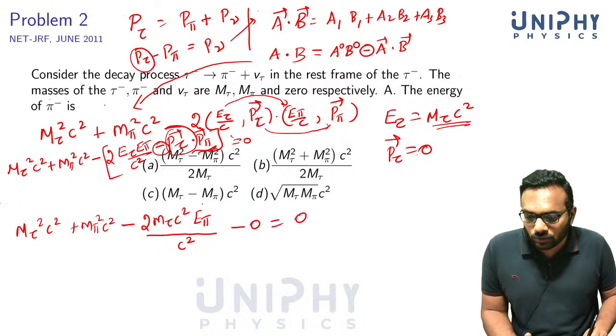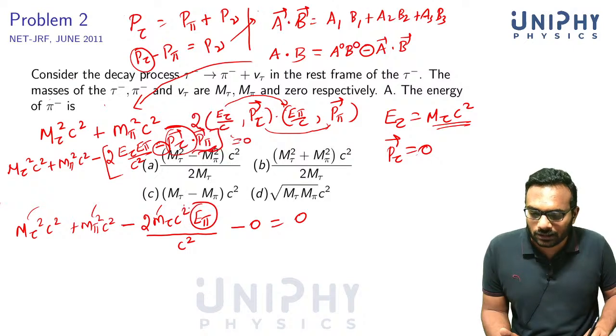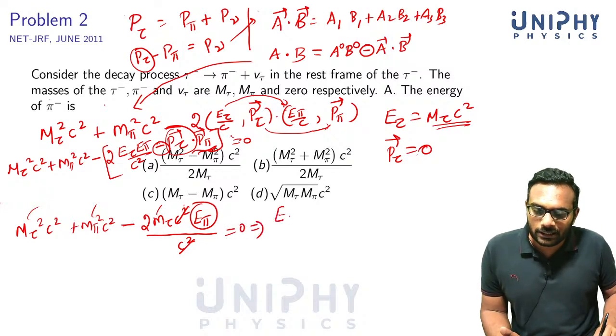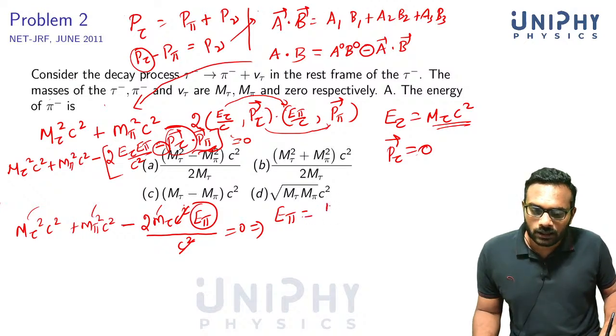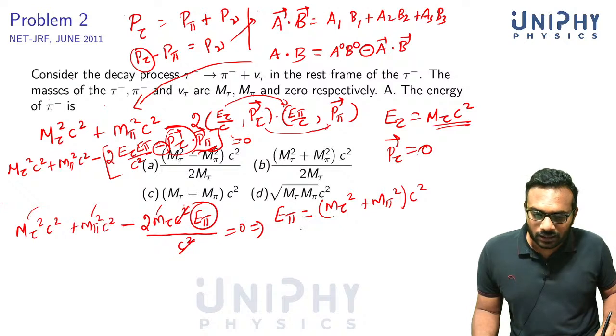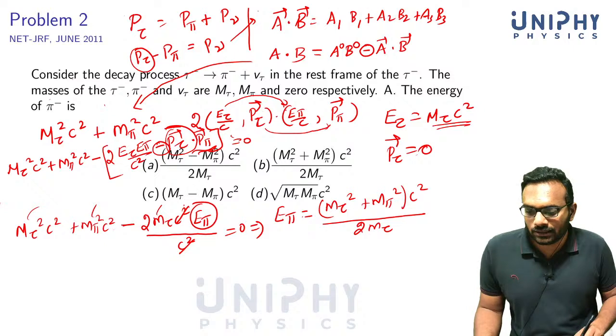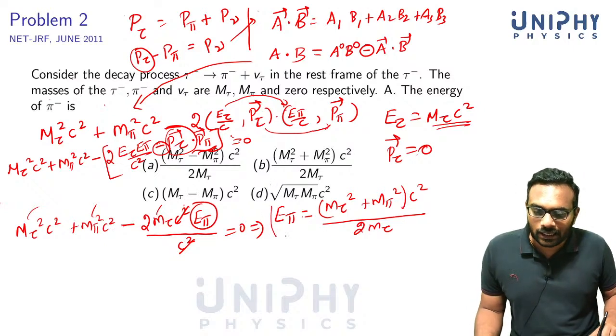Now it's only a question of solving for E pi. We have got m tau, we have got m pi, and we have got 2 m tau c square by c square, so you can cancel these things. It's just a matter of solving. This means that E pi is equal to m tau square plus m pi square, multiplied by c square divided by 2 m tau. You just rearrange these things. This is the answer.